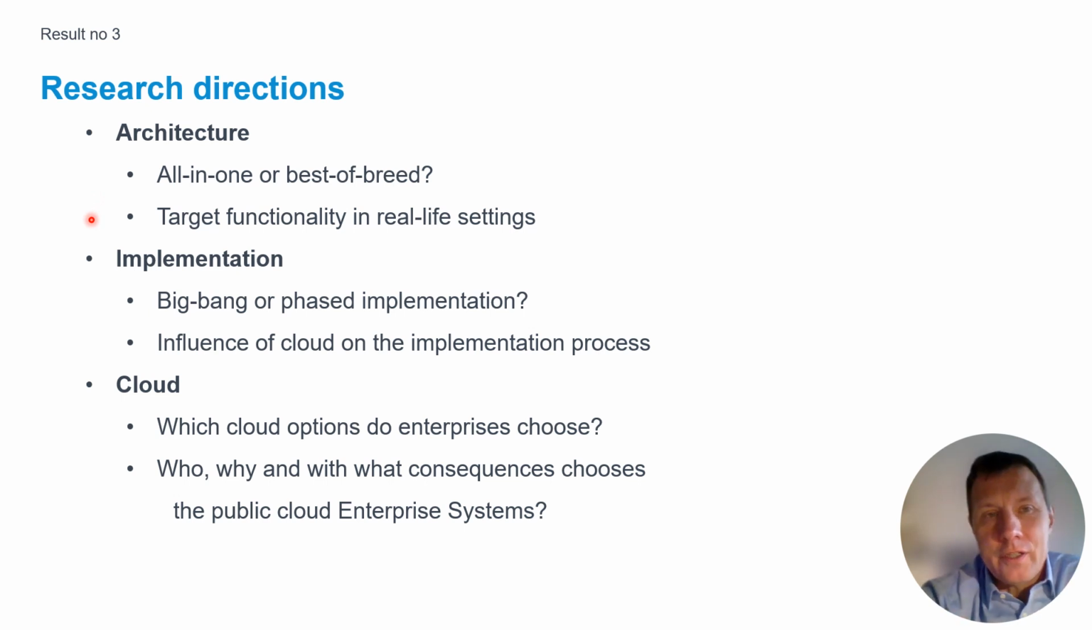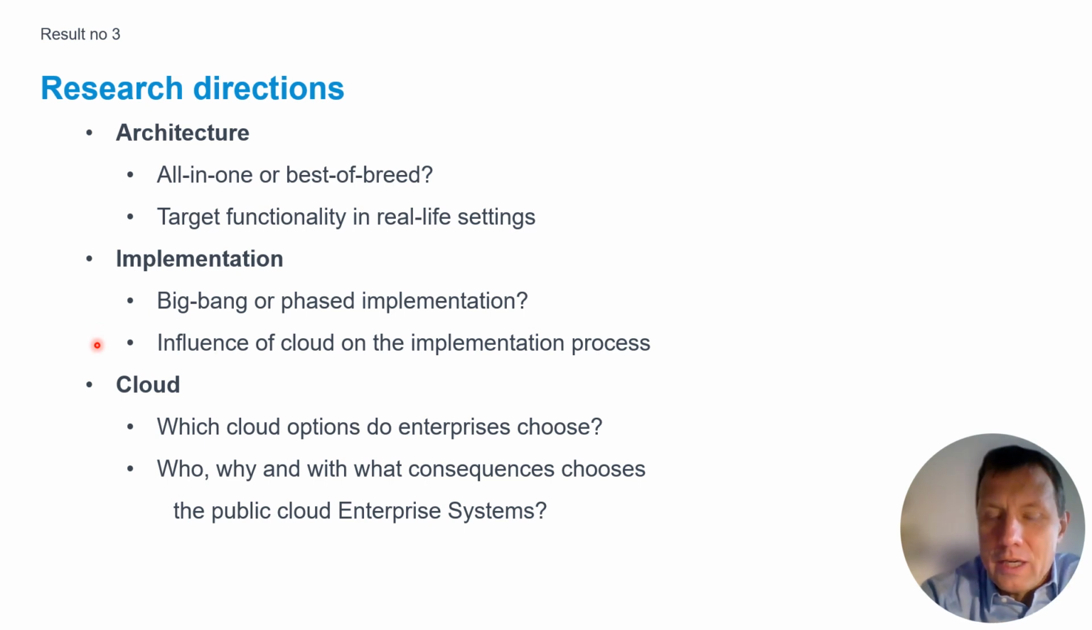Second question is regarding the huge functionality of big enterprise systems. What the target functionality in real life settings would be? What would companies implement, and what functionalities would they rather abandon? With regards to the implementation, as the implementation process is even more complex than when implementing single ERP solution, the question is, how would companies do it? Would they go for a big bang, implement all the functionalities at once, or would they phase the implementation, and what these phases would be?